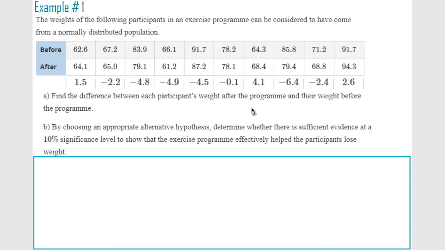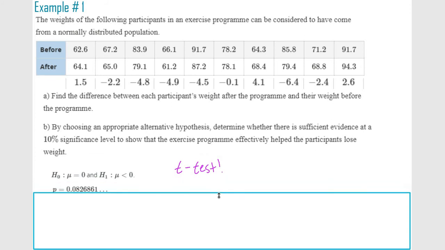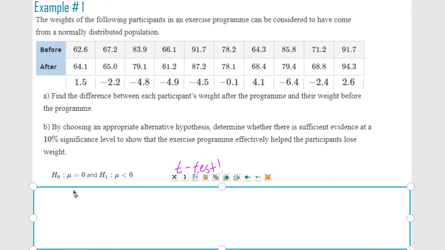All right, because here we want to see if, choosing a 10% significance level, we want to show that this exercise program effectively helped the participants. So we want this difference to be 0. Okay, right? That would be the null hypothesis, saying that it would not be helpful, right? There's no difference.